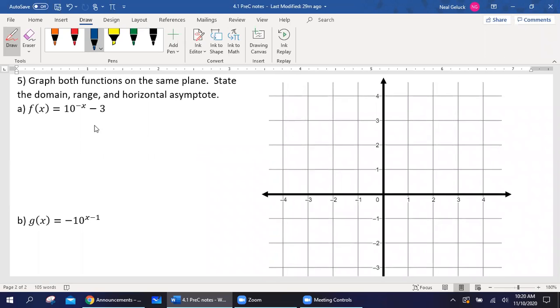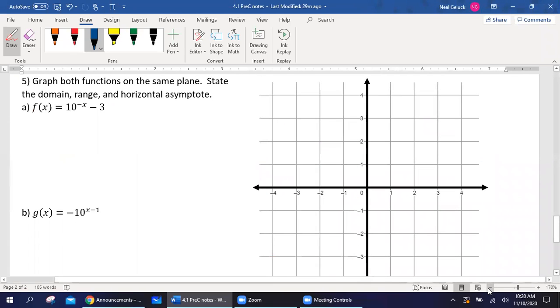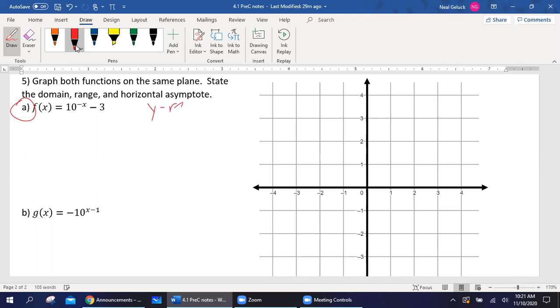For number 5, so 10 to the x would be my parent. And again, we want to focus on what would happen to the point 0, 1, and then how would the asymptote shift along with that. So for part A, let's look at what's happening to it. I have a negative on the x. That's going to cause a y reflection. So instead of rising, it's going to be falling. But it would still be hitting at 0, 1 at this point.